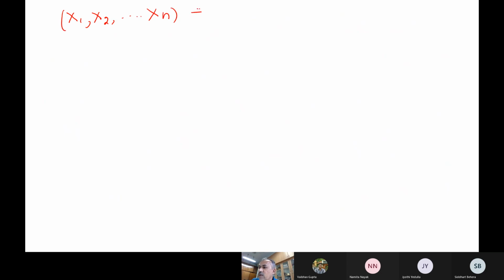So these are the maximum values in each sample. I have n samples, and in each sample there are m numbers. If you take the maximum values, then I define this new random variable Yn, which is the maximum of all these values.